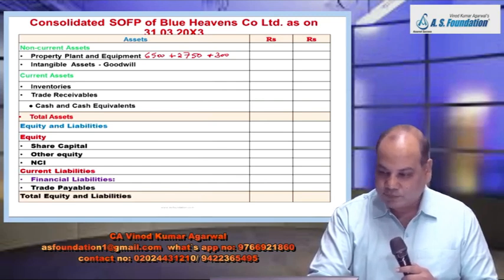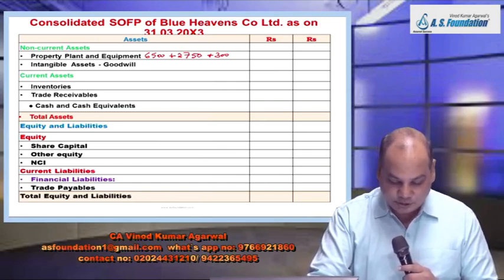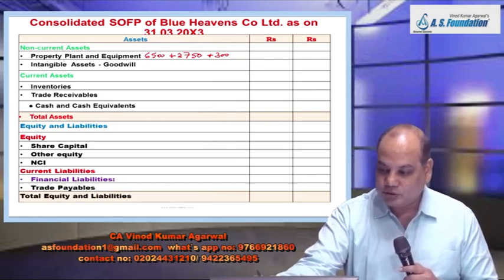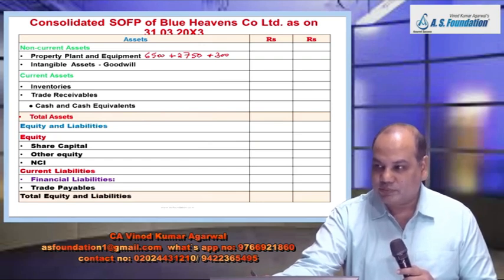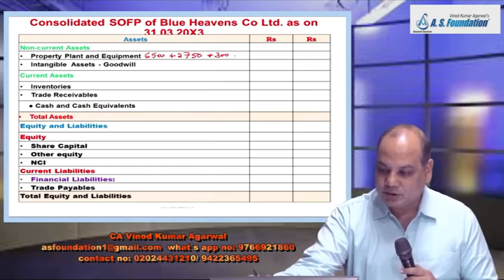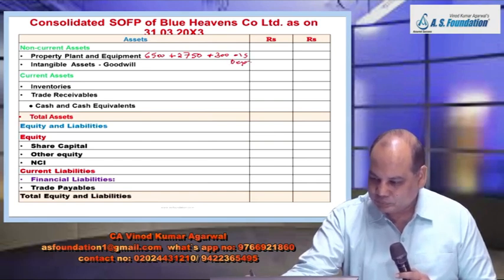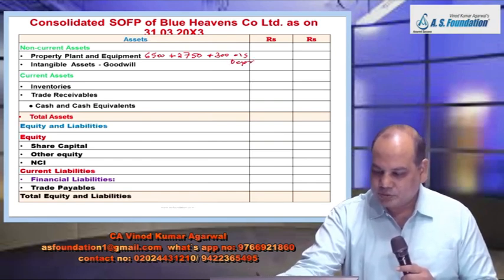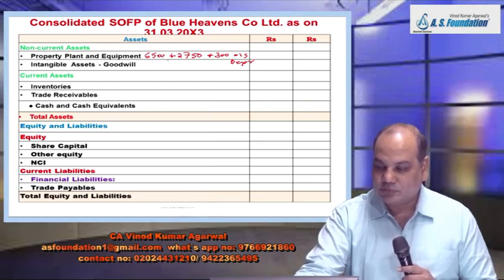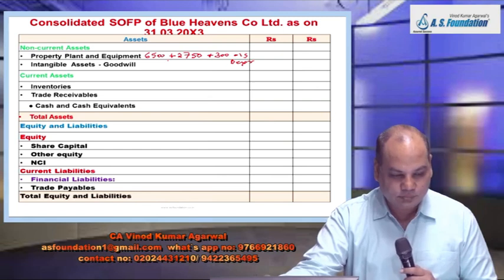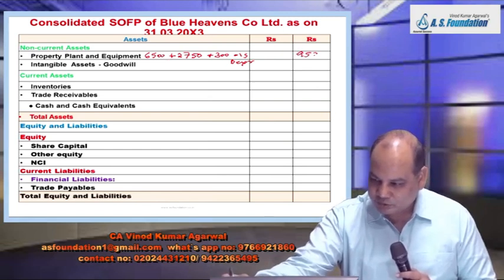20 years is the useful life of this building. Method of depreciation is straight line. Estimated residual value is 0. So on 300 we have to provide depreciation. Take 300 divided by 20. Is it 15? That is depreciation. So tell me 6500 plus 2750 plus 300 minus 15. 9535.